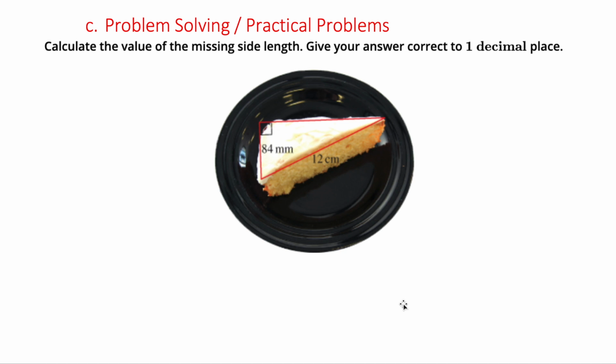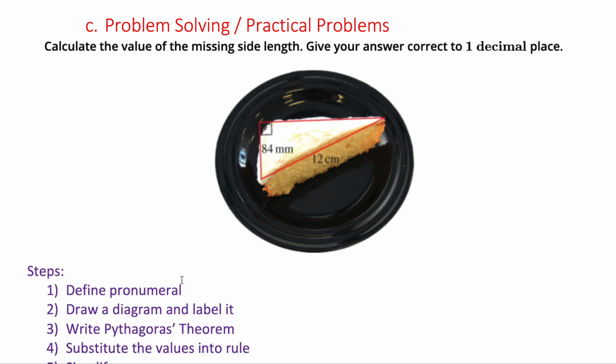The third and final type of problems that we're going to do in these videos is when you have problem solving or practical problems. This one says, calculate the value of the missing side length, give your answer correct to 1 decimal place. In this case, they are actually giving us the diagram. Very often, you are not going to be given the diagram, and you have to find and draw the triangle, see it in the real life problem, and do the calculations. But in this case, they were giving us the triangle.